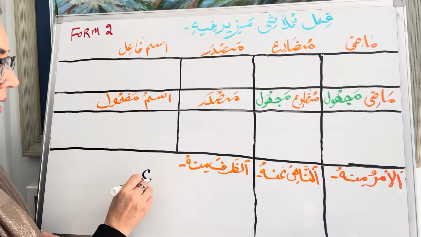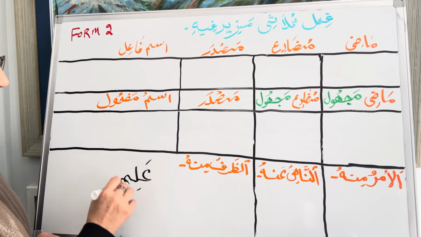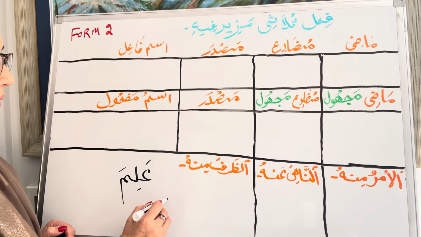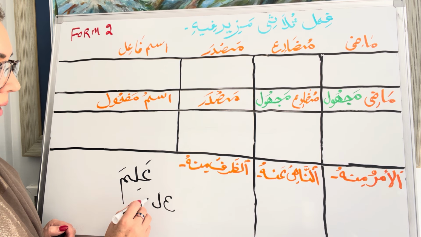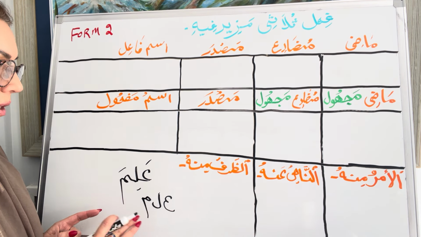So it would be alima, right? Alima. This is the 3 basic root letters, which are ain, lam, and meem. It means to know, or he knew. Alima.